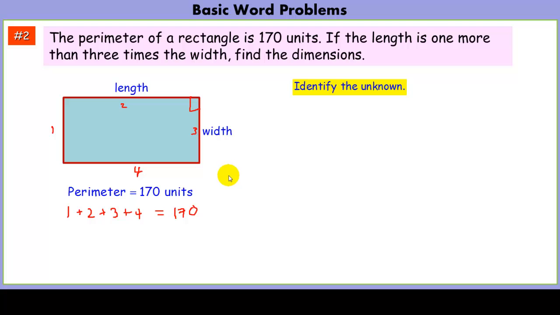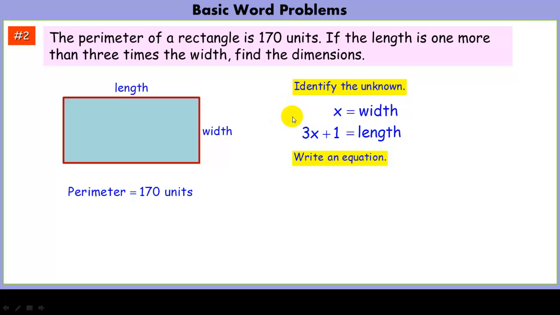Because now we identify the unknown. Here's the key. You pick one of the sides, and I picked the width because the length is being compared. It says length is 1 more than 3 times the width. So width equals x. The length, it says 1 more than, so whatever I'm comparing it to, it's 1 more than. The length is 1 more than 3 times the width. If the width is x, 3 times the width is 3x.